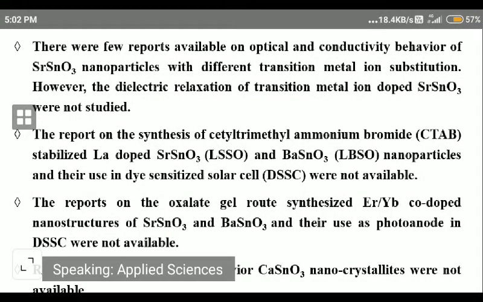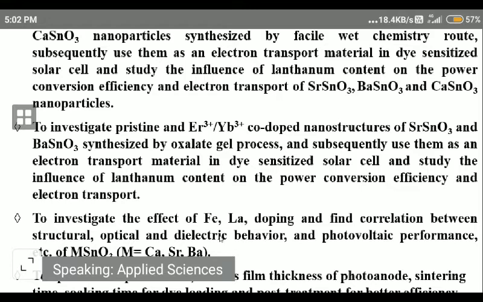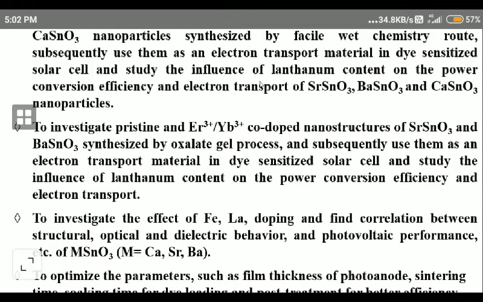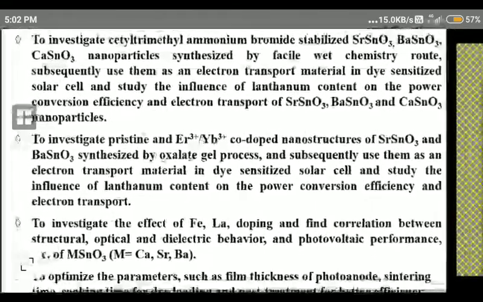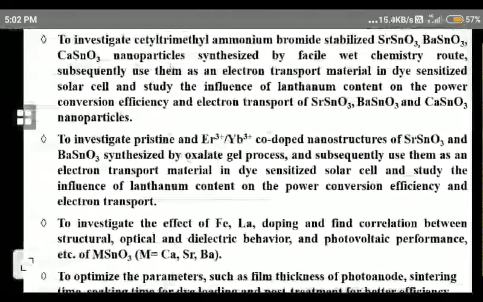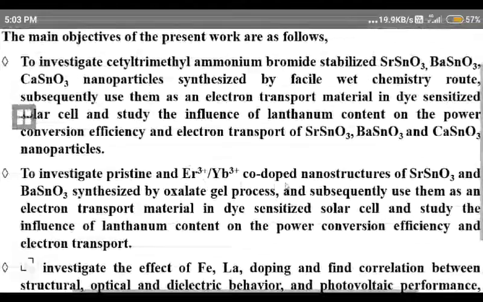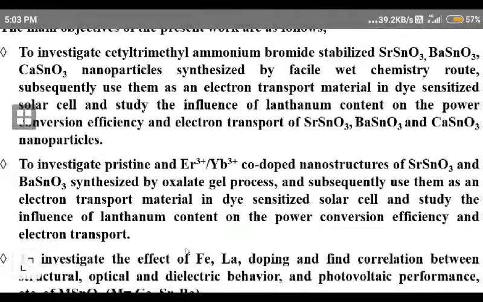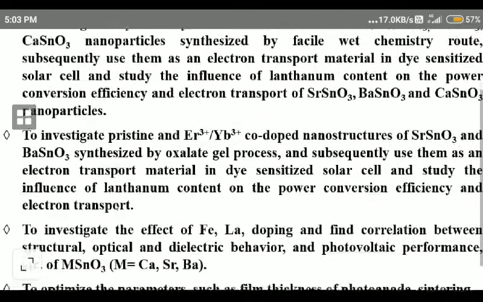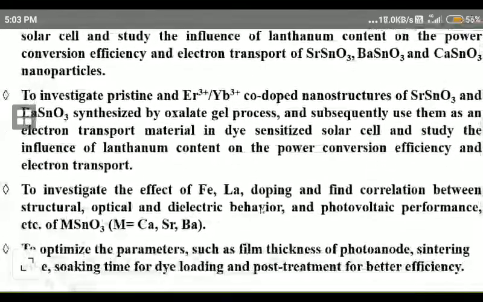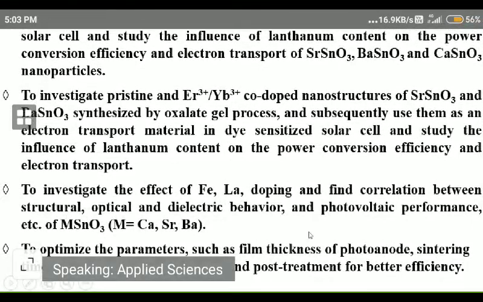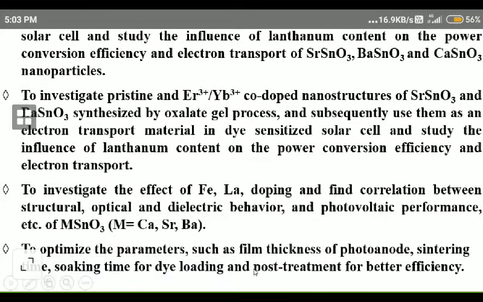And accordingly, from your literature survey, now you can set your objective. Whatever you found, you are just writing or repeating the sentences in another way to set your objective. So, to investigate cetyl trimethyl ammonium bromide stabilized nanostructures; to investigate pristine and erbium and yttrium doped nanostructures of SrSnO3 and BaSnO3 by the oxalate gel process; and to investigate the effect of La and Fe doping and its correlation with the structural properties and photovoltaic performance.